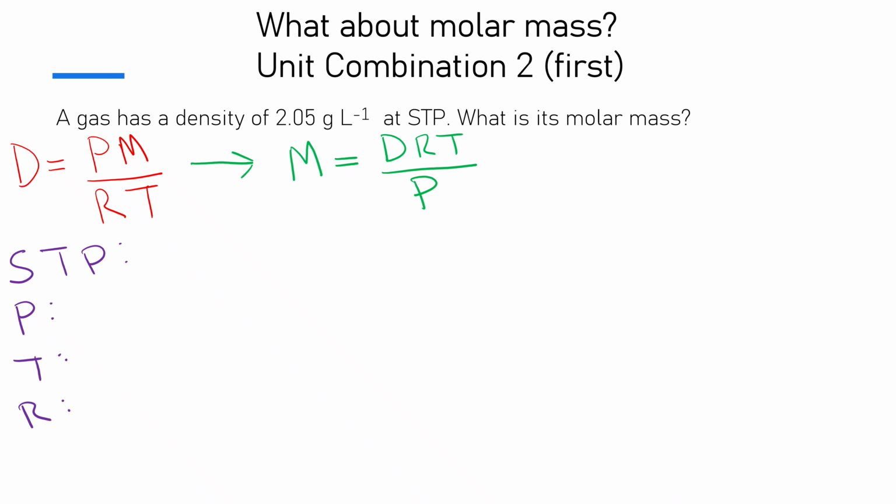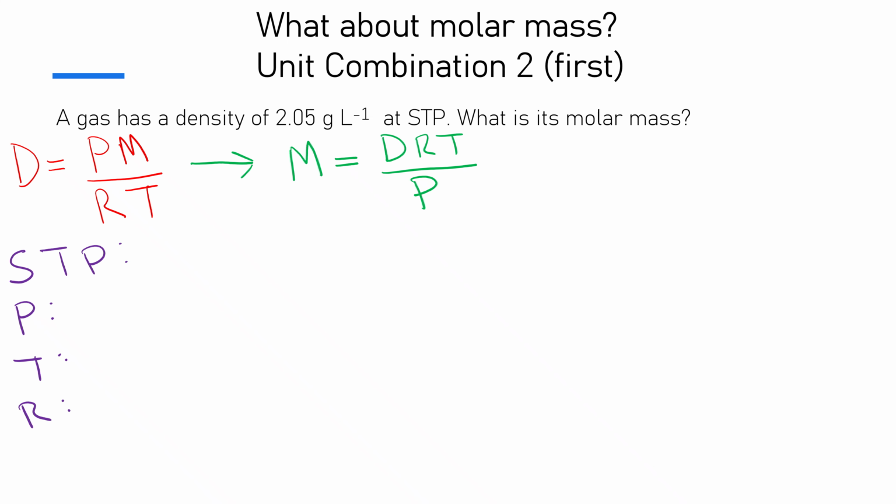Okay, so now we know how to use the density version of the ideal gas equation to calculate density. However, you may get a question in the test or exam that requires you to use a rearranged version of the same equation, but instead of working out the density of a known gas, you're required to work out the molar mass of an unknown gas. A typical example is the following. A gas has a density of 2.05 grams per litre at STP. What is its molar mass?